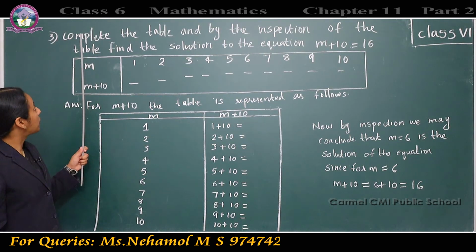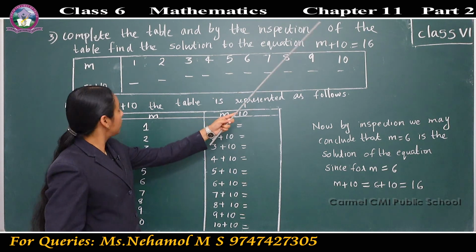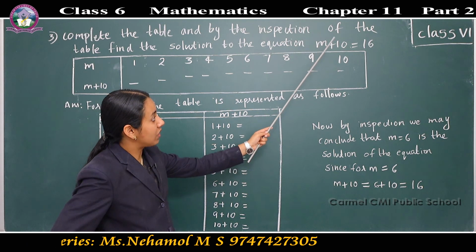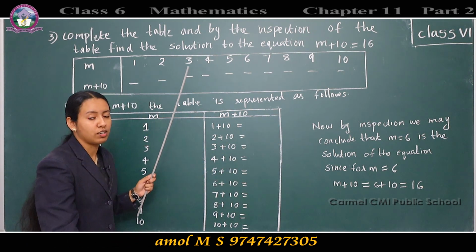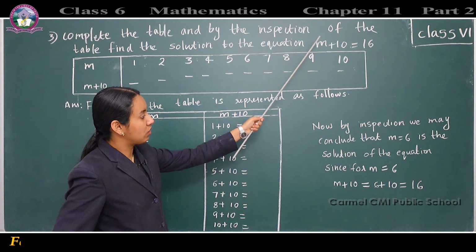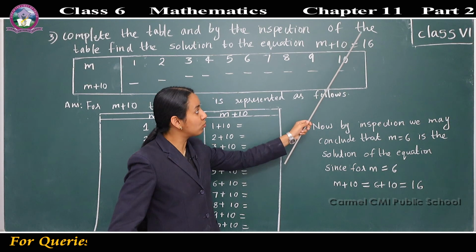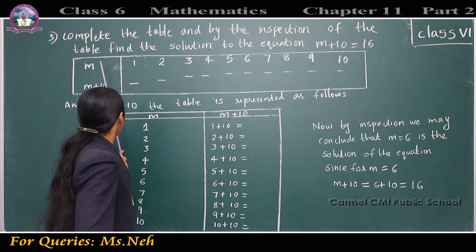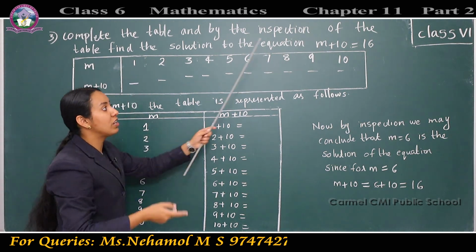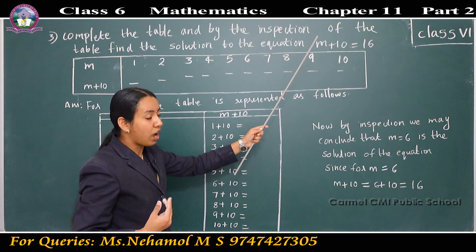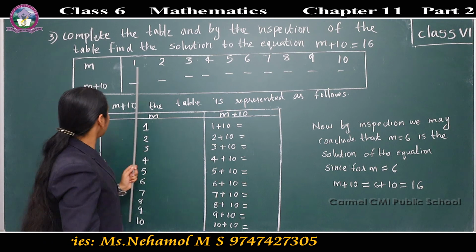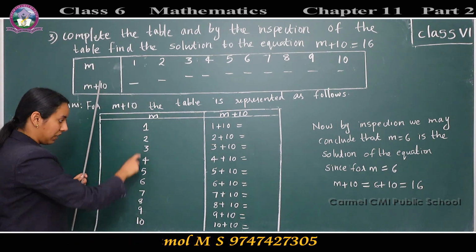Next question. Complete the table and by inspection of the table find the solution to the equation m plus 10 is equal to 16. What is the question? Some numbers are given. One algebraic equation is given, m plus 10 is equal to 16. Then some values for m are also given. We have to substitute each value in the given equation and find which one is a solution to the equation. Then we can represent this table this way.